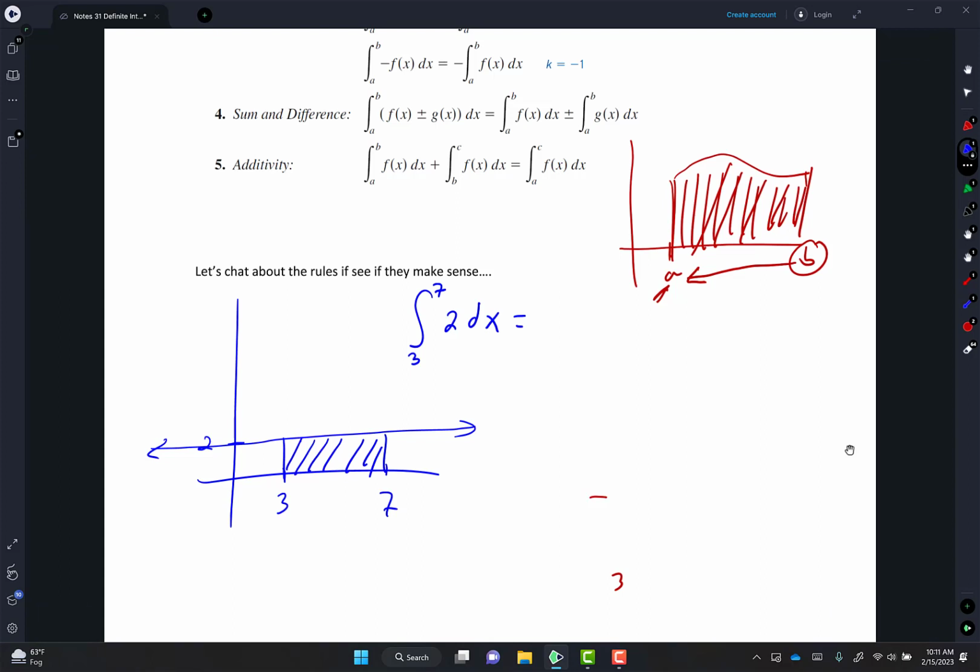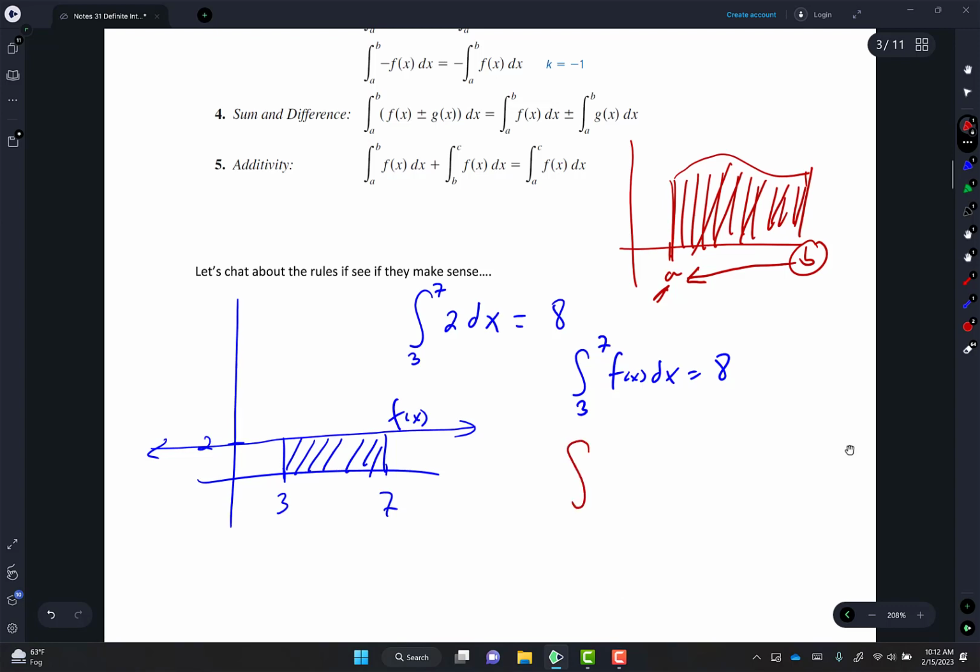Are we still okay, guys? What is 7 minus 3? 4. What's 4 times 2? 8. So that's 8. Now let's say I'm going to call this f of x. So right now I'm doing the integral from 3 to 7 of f of x dx, which is 8. Are we still okay? Now look, I'm going to put a number in the front like 3. Well, okay, I shouldn't put it there. I'm going to do it again. So here we go.